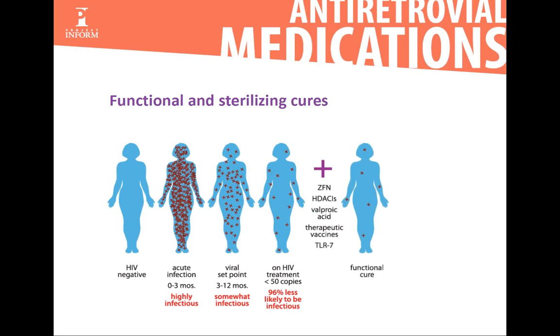So at this point, we can add new compounds to maybe the existing HIV regimen or in place of the regimen. And what's been studied, and these words that you want to keep an eye out for, ZFN or zinc finger nuclease, and HDAC inhibitors. Both of those more than likely will have data on different clinical studies that have been ongoing in those areas. Also, valproic acid, therapeutic vaccines, and toll-like receptor 7.